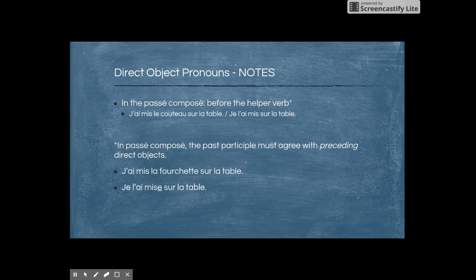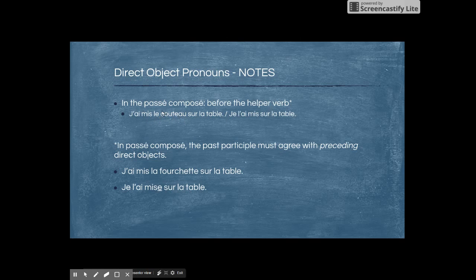Ah, so our little asterisk that we had here in the passé composé goes before the helper verb, and here's our example that we had. Our little extra rule is that in the passé composé, the past participle must agree with a preceding direct object. That means that it comes before the verb. So here, j'ai mis le couteau sur la table.